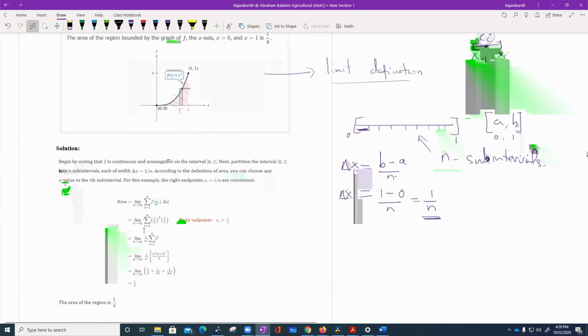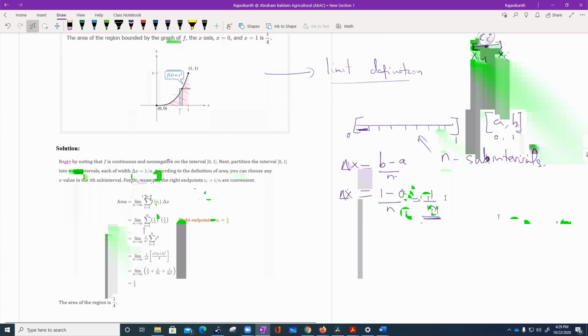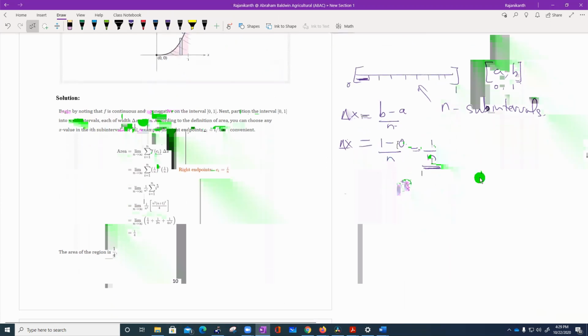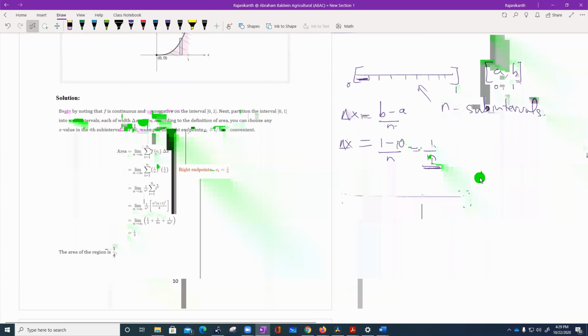Okay, let's look at this work. So what are they telling here? Yes, the length of the subinterval is 1 over n. We have found that already. Okay, if this is the case, remember this is my given interval, 0 to 1. Now, if you take the first subinterval, you see the length is 1 over n, right?